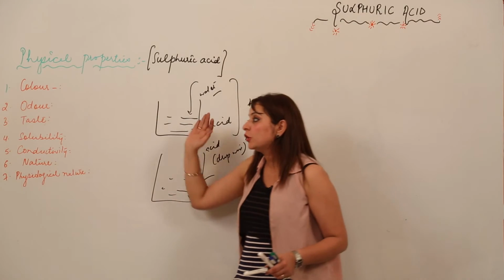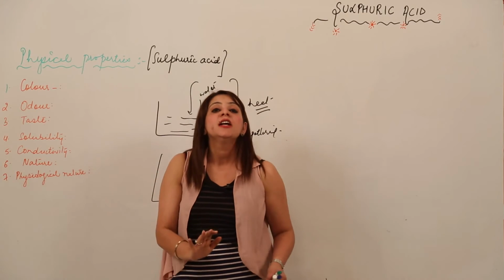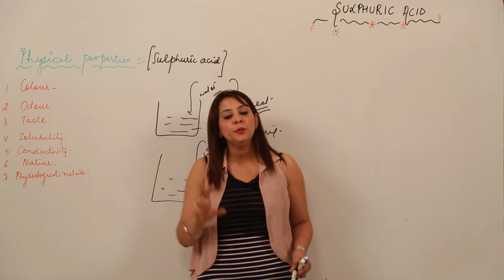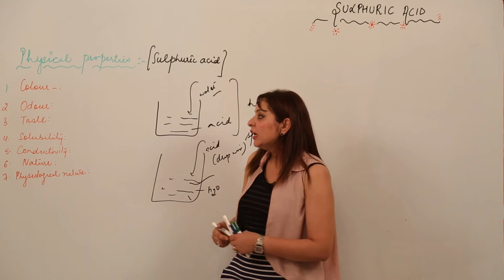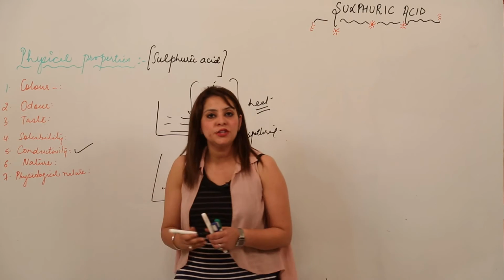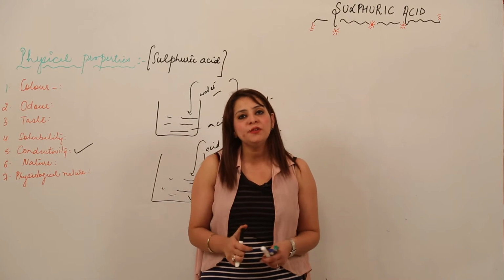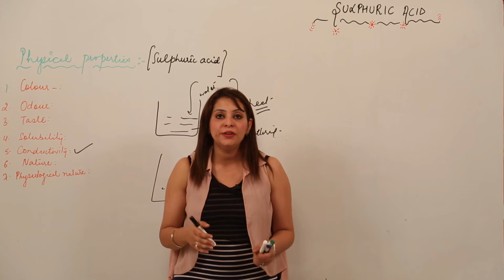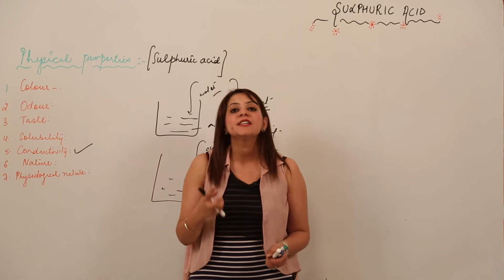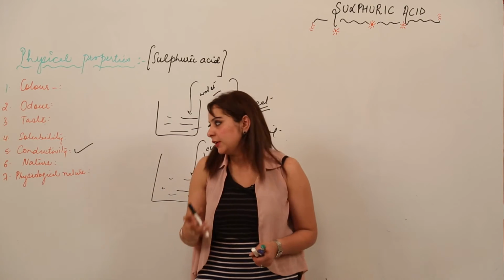But moreover, when we talk about the solubility, it is clear that sulfuric acid is soluble in water in all proportions. Now when we talk of conductivity, like whether it conducts electricity or not, you should know that pure sulfuric acid is actually a bad conductor of electricity, but the dilute one is a good conductor of electricity, right?